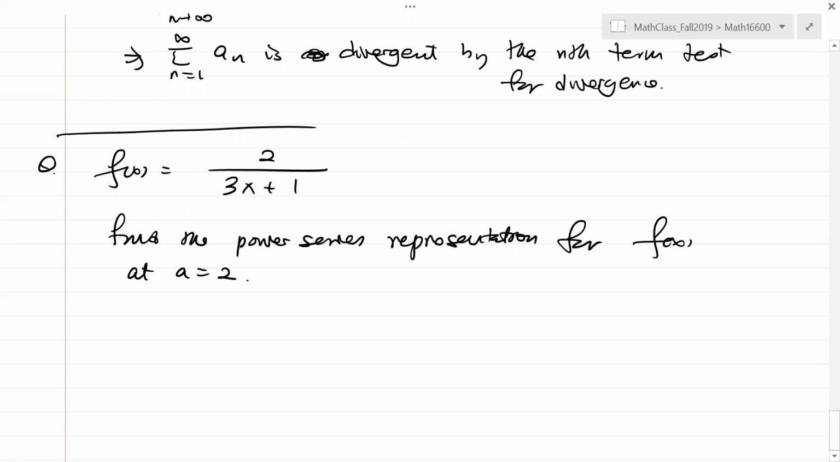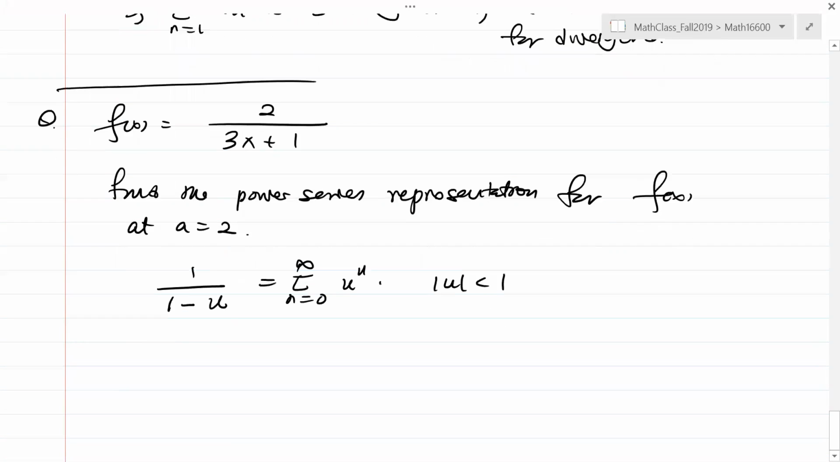How to do that? You have to use the following fact. This is a fact, okay? The fact is, if you have 1 minus something like u, right? Then this should be equal to the sum of u to the n, for absolute value of u less than 1. This is an identity. And we're going to use this to get the other one.